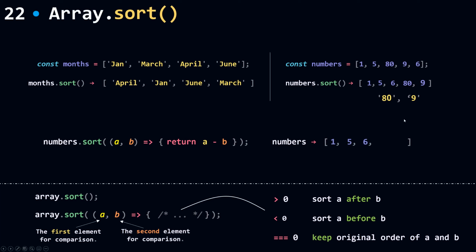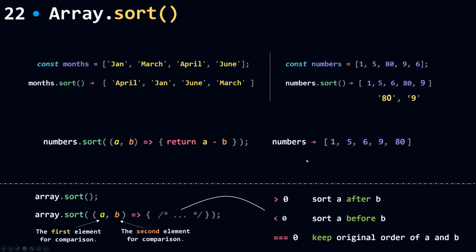Now for 80, for example, and 9, if a is 80 and b is 9, so a minus b, 80 minus 9 is 71, which is greater than 0. So here it will sort a after b. So a after b, so 9, then 80. And this is how you can sort your numbers in ascending order. If you want to, for example, sort your numbers in descending order, you need to say b minus a. And this is a basic use of the sort method.